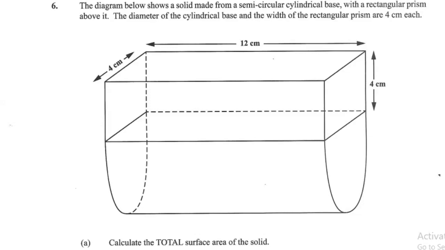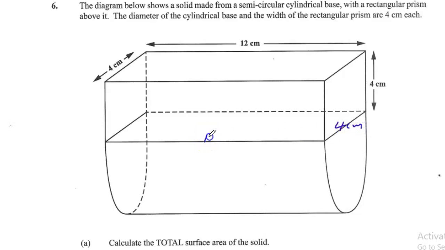Okay, so now we are at question 6. The diagram below shows a solid made from a semicircular cylindrical base with a rectangular prism above it. The diameter of the cylindrical base and the width of the rectangular prism are 4 centimeters each. So this diameter, same as the width, so this is also 4 centimeters.